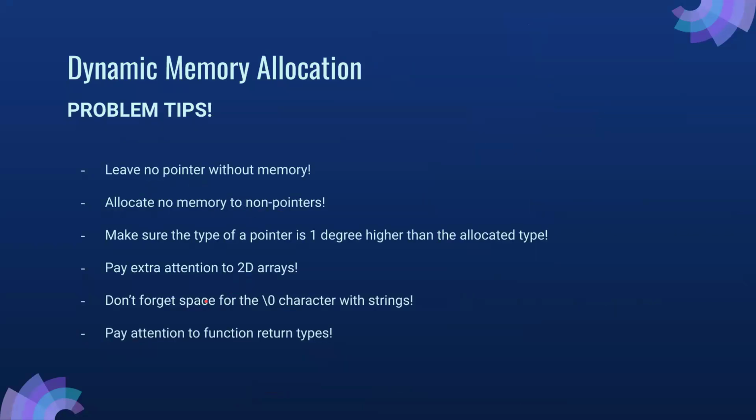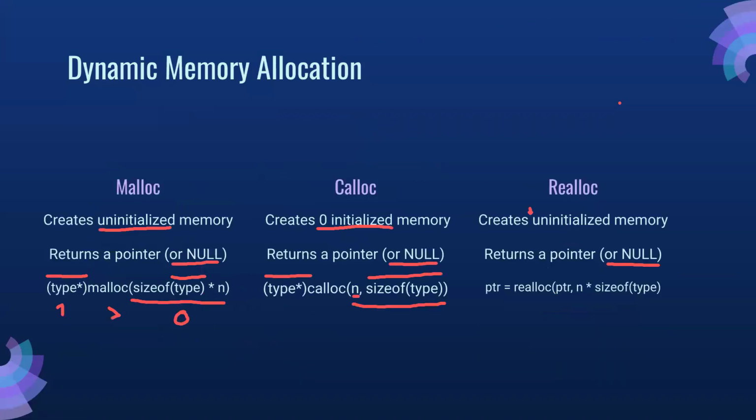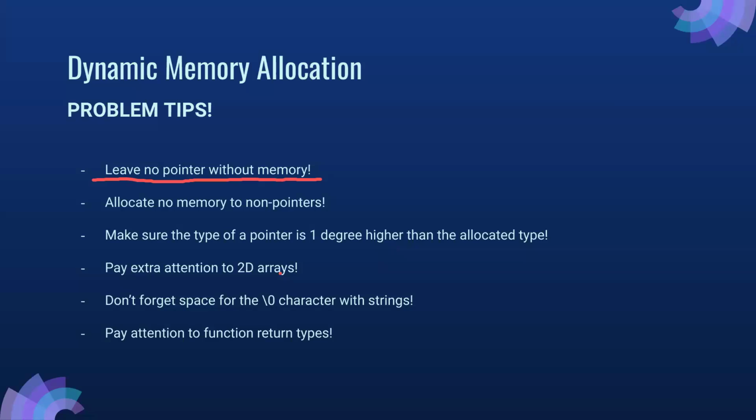So again, I sort of went over all of these in the last slide as I was talking about the mistakes. But first things first, you want to create that checklist. Leave no pointer without memory allocated to it. Allocate no memory to non-pointers, as I was saying with the static variables. And then make sure the type is one degree higher than the allocated type, which is my example here and back here, right? Pay extra attention to 2D arrays.